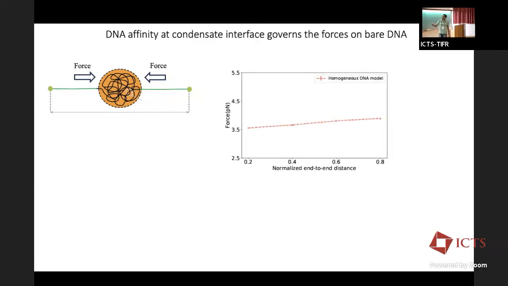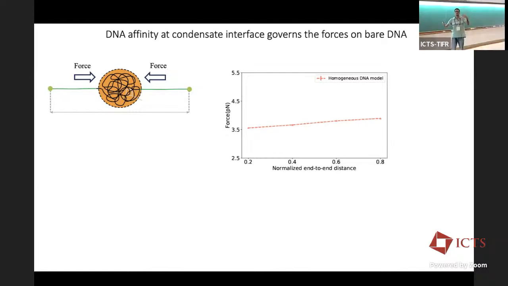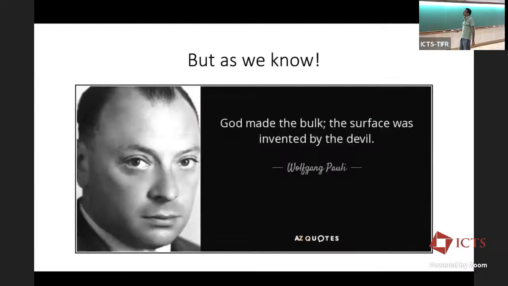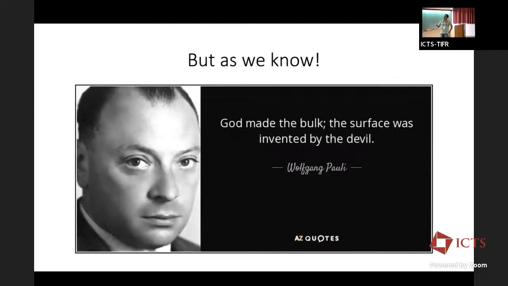Now, if you look at the force as you tune the end-to-end distance, of course you have the DNA tethered at the two ends, you can change the distance, and that's the normalized distance, which is normalized by the contour length of the DNA, the actual size of it. Then you do not see much of a difference for the homogeneous DNA. Now, as Pauli said at some point, God made the bulk, the surface was invented by the devil, right? The moment you have surfaces or interfaces, all sorts of interesting physics emerges.